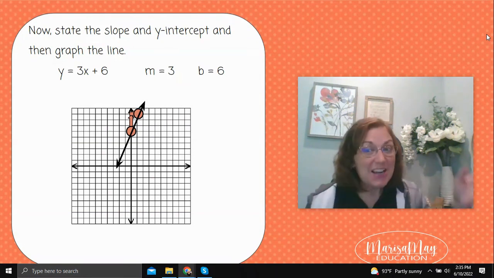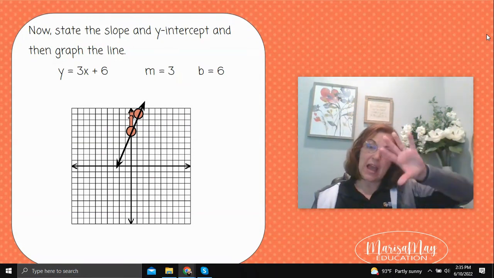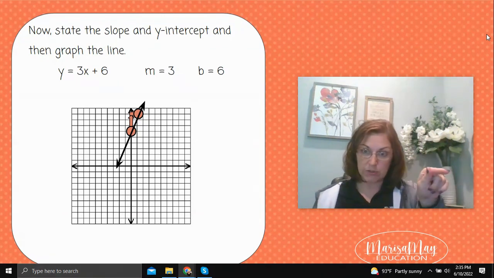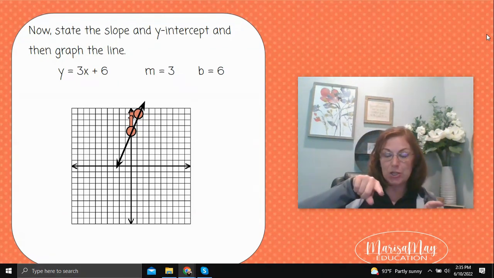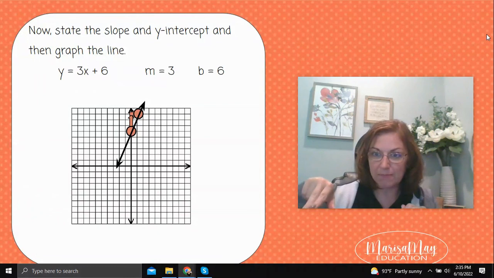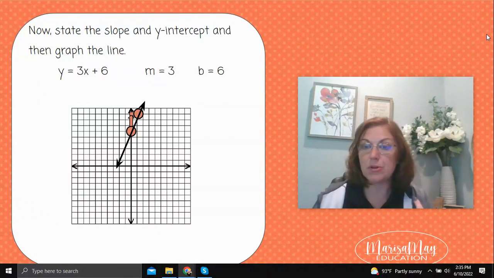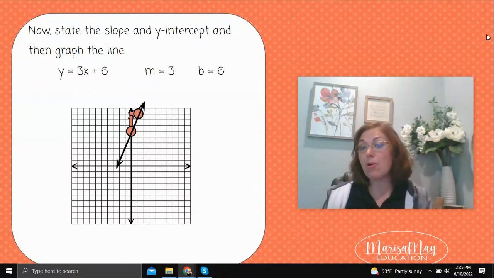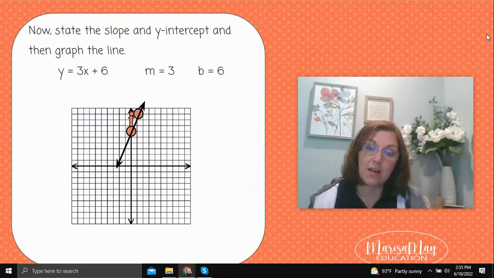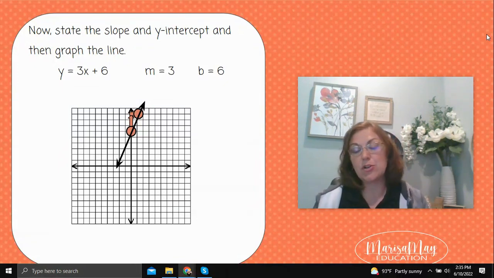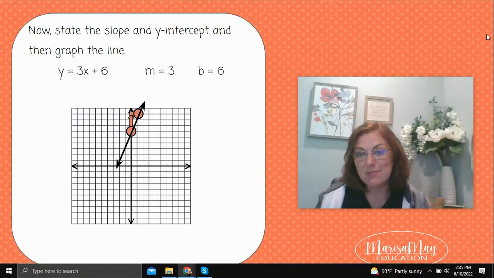Okay, so we added another step at the beginning, right? So now we have to be able to get it into y equals. Then we can pick out the slope and the y-intercept. Then we can graph. Very, very important to really practice that process so that you'll be able to identify your slope no matter what form the equation's in to begin with.